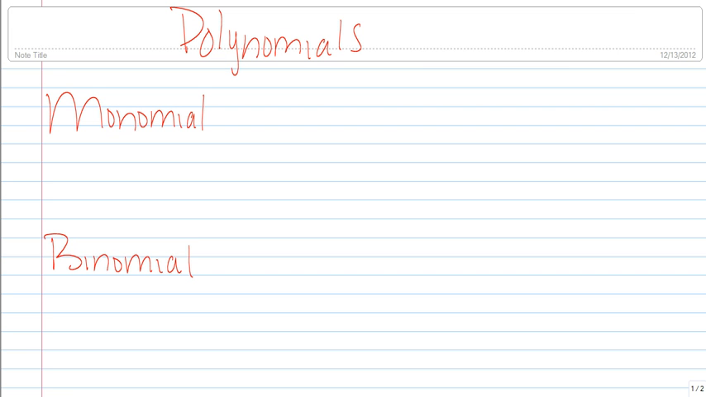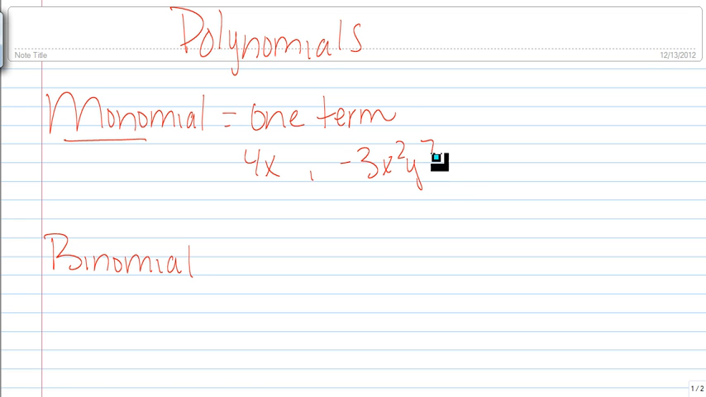Now, monomials, if we look at our prefixes, mono means one. So a monomial consists of one term. Let me give you some examples of that. An example of a monomial might be 4x or negative 3x squared y to the 7th or 5y to the 4th. These are examples of monomials because it's just one term.